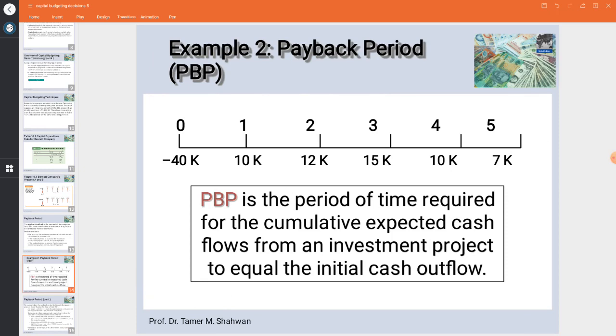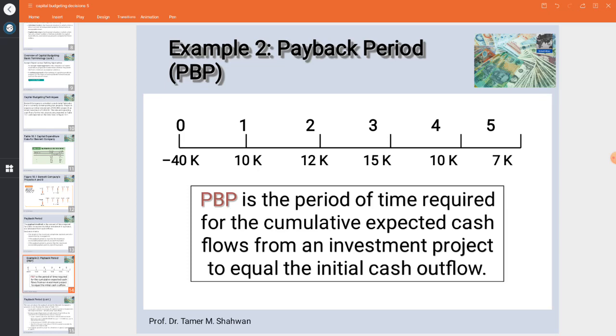Another example here, imagine this is our case, 0, 1, 2, 3, 4, 5. This is a timeline. At time 0, we have an initial cost of 40, but at the end of the first year, we have 10. At the end of the second year, we have 12. At the end of the third year, we have 15. At the end of the fourth year, we have 10. At the end of the fifth year, we have 7. So this means that by the end of year 3, we take the sum 10 plus 12 plus 15.